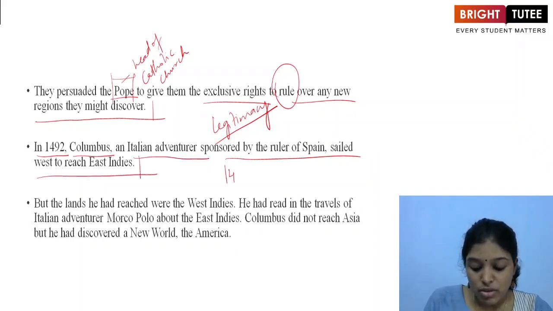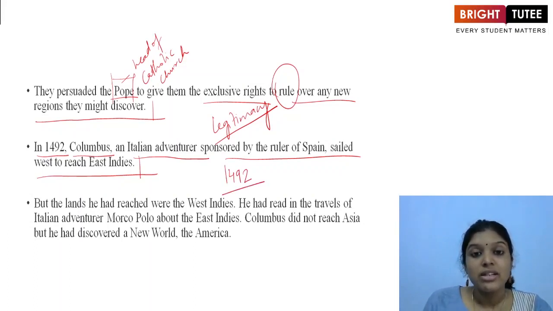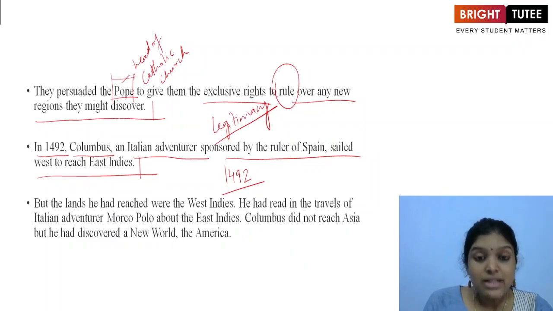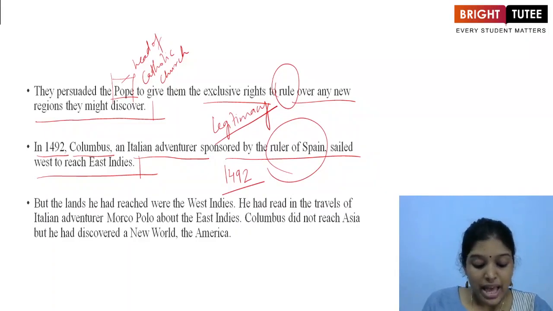And this is a most crucial year in the history of explorations, that in 1492, Columbus, one of the famous explorers and adventurers, sails to the East Indies, and he was sponsored by the ruler of Spain. But the lands he had reached were the West Indies.